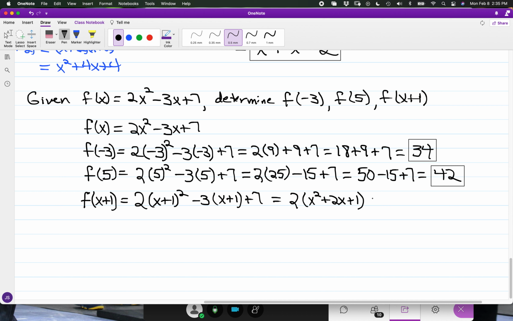For negative 3 times the quantity of x plus 1, upon removing the parentheses, we have negative 3x minus 3. We have plus 7. Okay, so taking care of the distribution and removing the parentheses, we have 2x squared plus 4x plus 2 at the front. We have minus 3x. And for minus 3 plus 7, I can just go ahead and combine these terms. Negative 3 plus 7 comes out to plus 4.